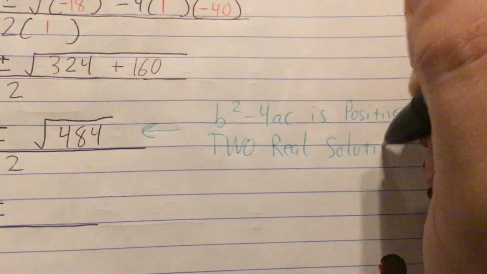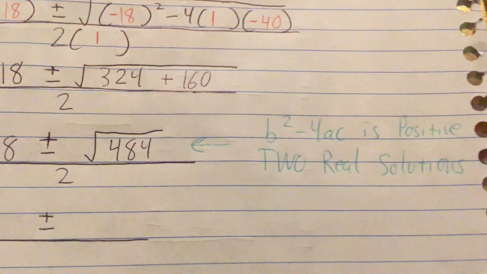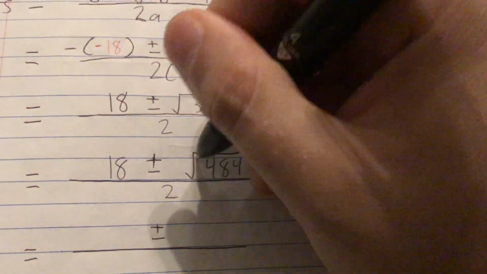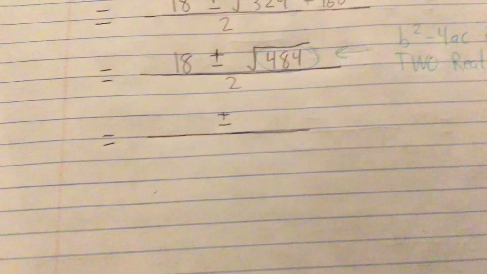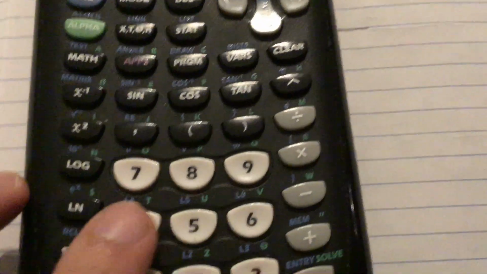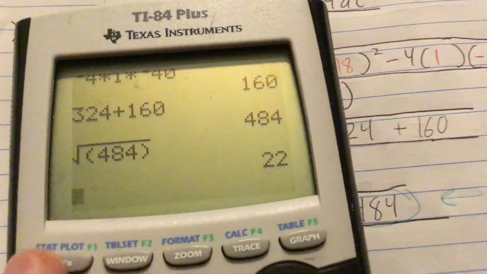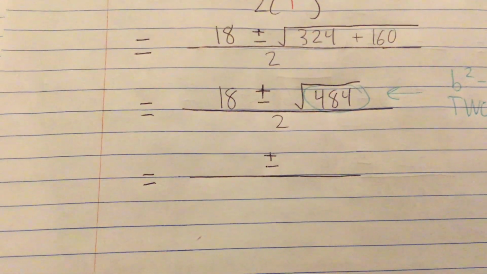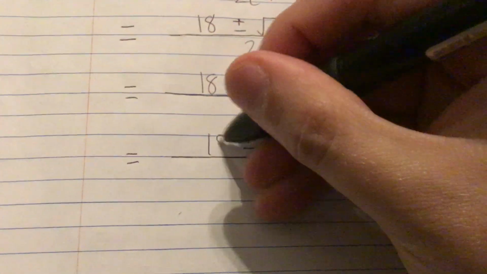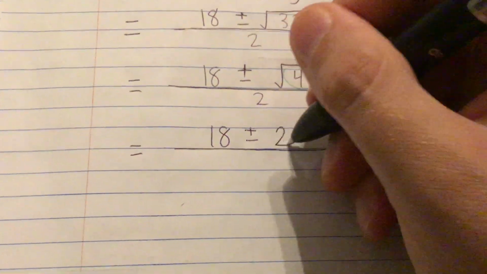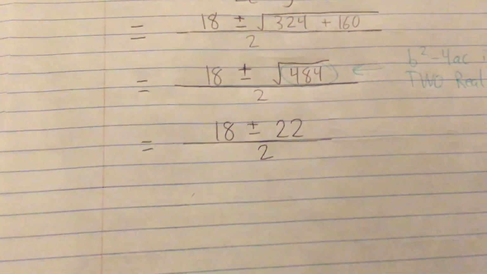And these are a little footnote for myself. Okay, so this 484 is positive, so I'm going to find out what the square root of 484 is and bring it to justice. The square root of 484 is 22. So now I've got 18 plus or minus 22 over 2.